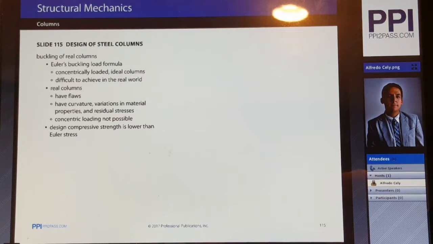Now, the buckling of real columns. You will use Euler's buckling formula, which deals with concentrically loaded ideal columns, which might be difficult to achieve in the real world. Real columns will have flaws, curvature, variations in material properties, and residual stresses. Therefore, concentric loading will not be possible. So what is done is you design a compressive strength that is lower than the Euler stress.